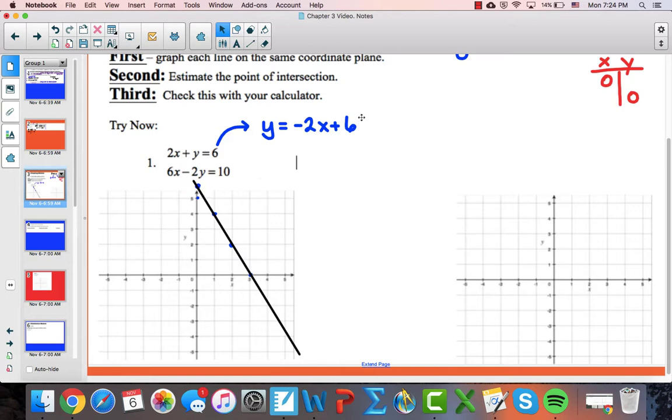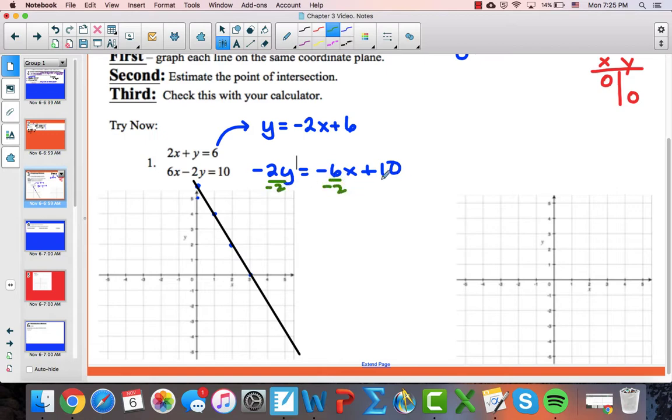There's my line. I would put arrows at the end. All right, now I'm going to do the other line. So I'm going to subtract 6x to the other side, and I'm going to get negative 2y equals negative 6x plus 10. I'm going to divide everything by negative 2. And so I get y equals 3x minus 5.